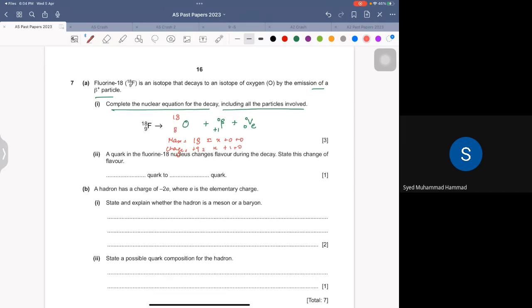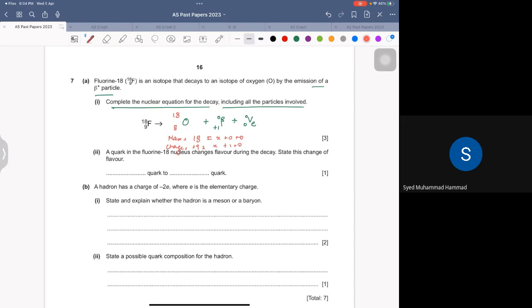Anyway, it says a quark in fluorine 18 changes flavor during this decay. State the change. Whenever you have a positive decay, you need to understand that a proton has gone into a neutron. Wait, a proton is up, up, down. A neutron is up, down, down. So an up changes to down. Okay, so it's up goes to down.